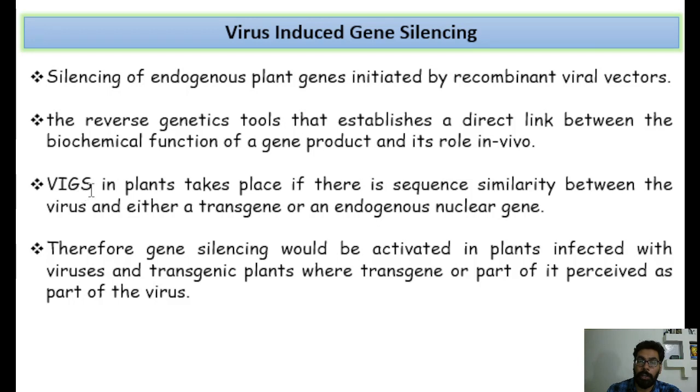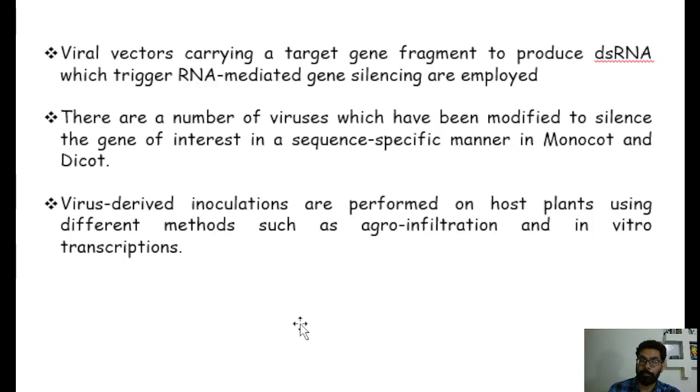VIGS in plants also takes place if there is any sequence similarity between the virus and any transgene or any endogenous nuclear gene. Any sequence similarity between the virus that is recognized by the host, or if we are overexpressing a transgene, if it is recognized as a foreign gene, that will also get silenced, or any endogenous nuclear gene which is recognized by the plant as a foreign gene. Therefore, gene silencing can be activated by this phenomenon.